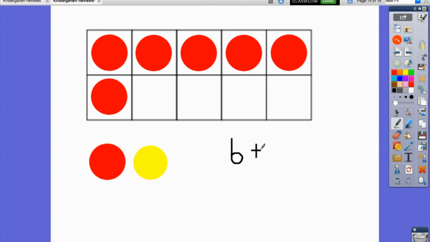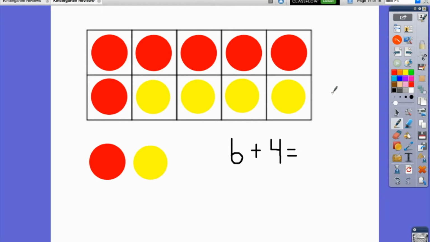Now, how many yellow counters do we need to add to our 10 frame so that we have 10? 1, 2, 3, and 4. How many yellow counters did we add? We added 4. Does 6 and 4 make 10?